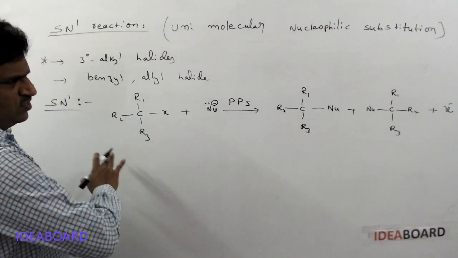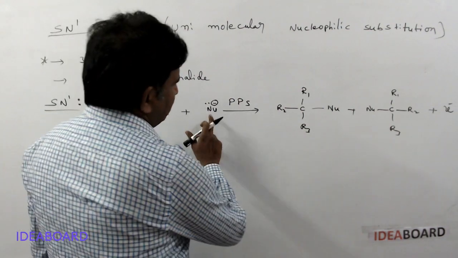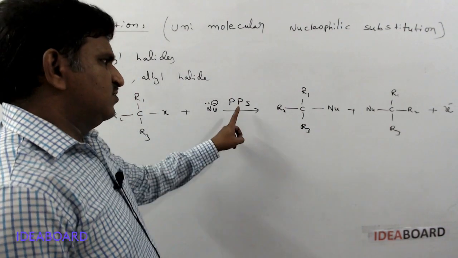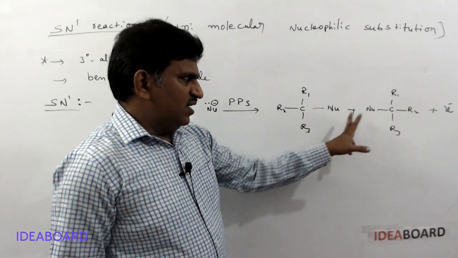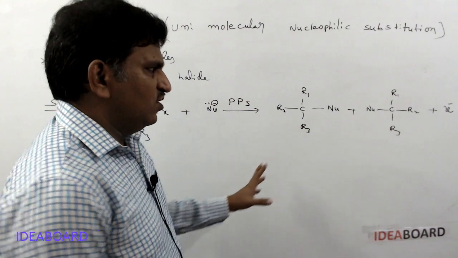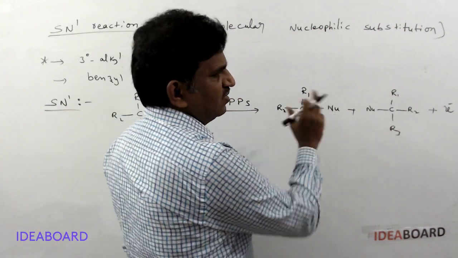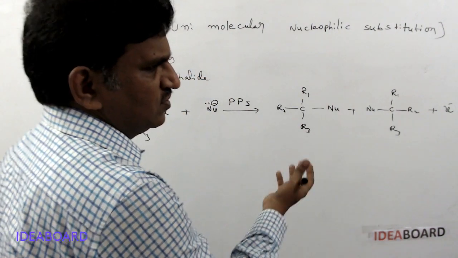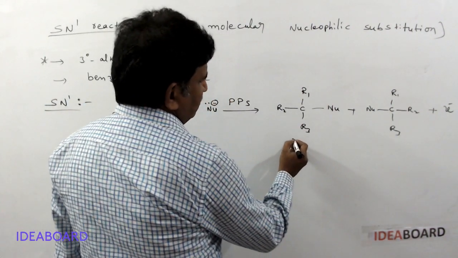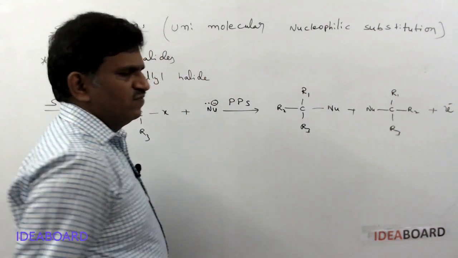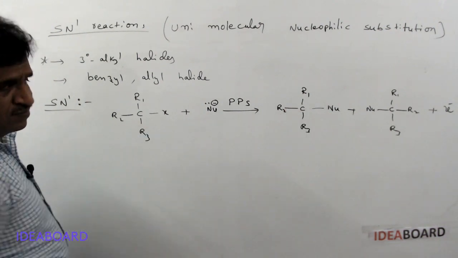Okay, no need to check the balancing. Okay, so alkyl halide is reacting with a nucleophile in the presence of a polar protic solvent to give an alkyl and nucleophile containing product. This is a tertiary alkyl group containing nucleophile attached in the place of halogen. Okay, this is called a retention configuration. This is called an inversion configuration. I will do that later. This is the main reaction happening.